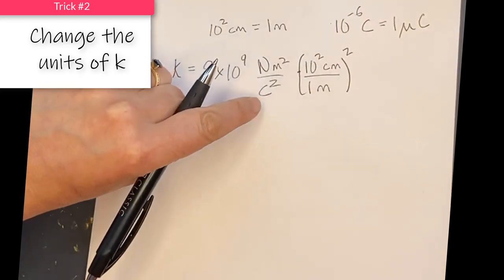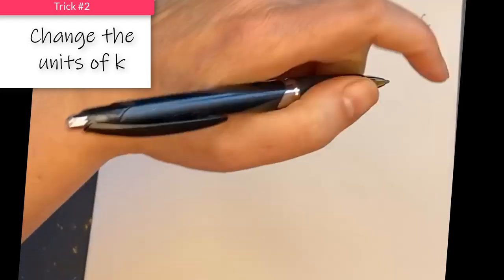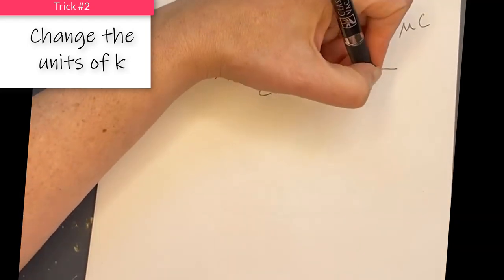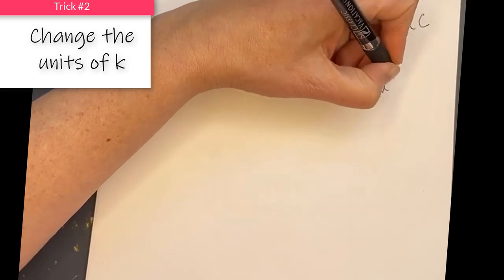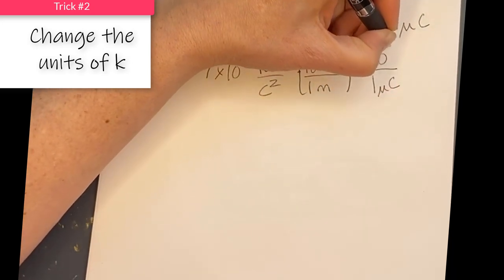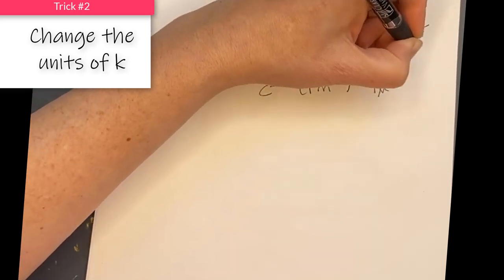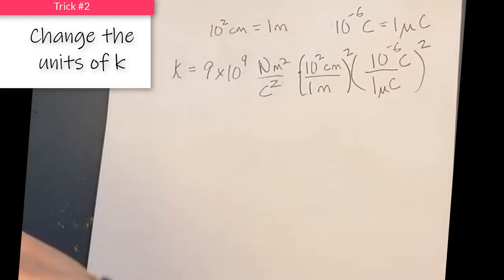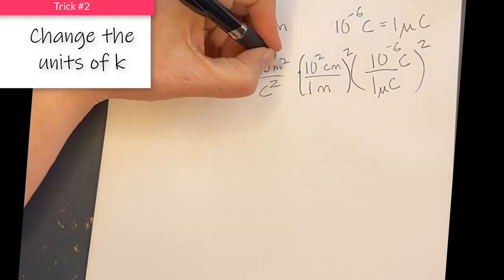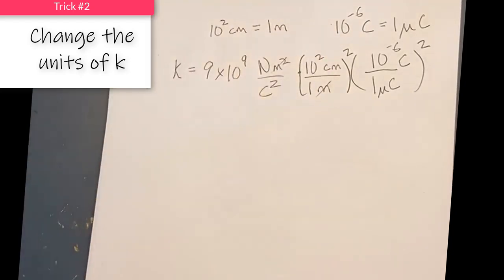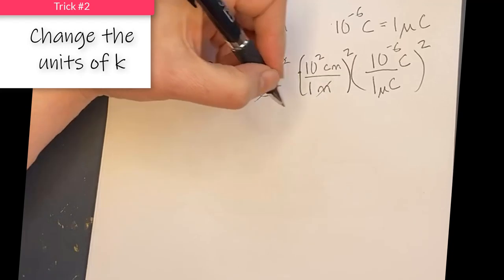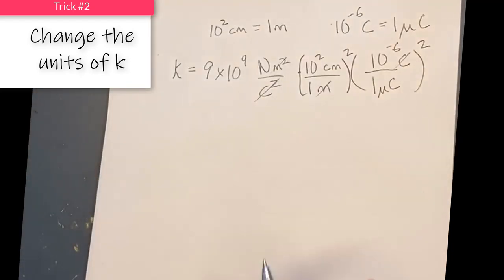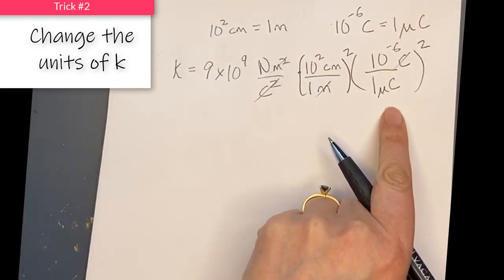And if we want to get rid of the coulomb and replace it with microcoulombs, we put 1 microcoulomb, 10 to the negative 6 coulombs, and we once again square it. And notice what happens to the units. The meter squared goes away and it's replaced with centimeter squared. The coulomb squared goes away and it's replaced with microcoulomb squared.